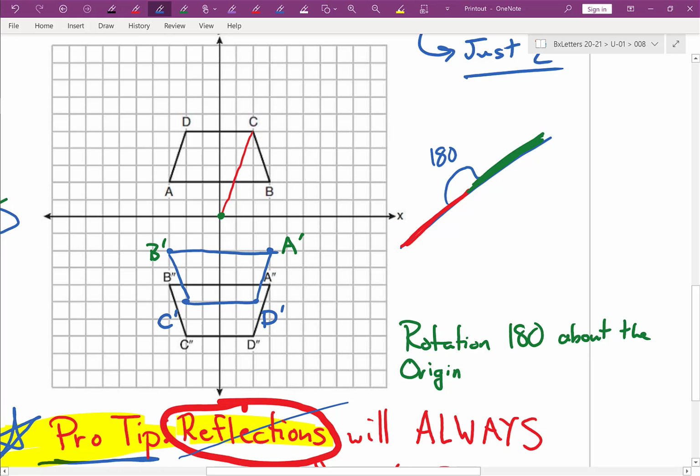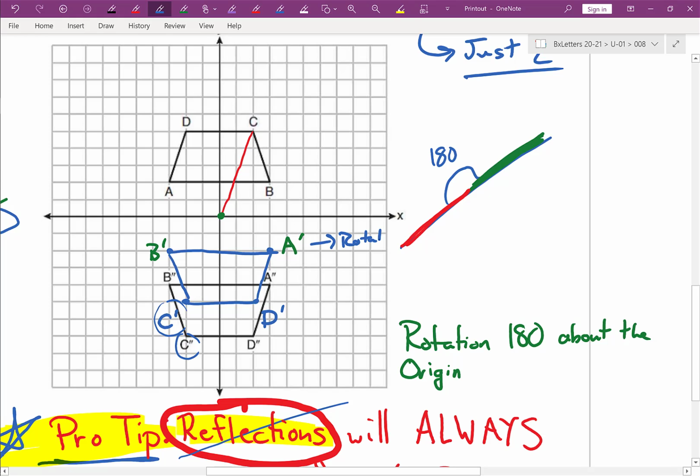And now you can kind of see like B matches with B double prime and C prime matches with C double prime. A reflection wouldn't do that. If this was a reflection over the x-axis, it would put A prime there. And that's the issue. All right, that's why this can't be a reflection. That's why that pro tip is so important. All right, so it's a rotation of 180 about the origin, and now I have my like rotation.